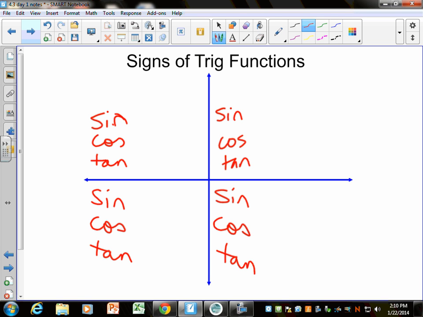Because sine, cosine, and tangent now connect to x and y coordinates, all you have to do is think about what the x and y coordinates are in each quadrant. So in quadrant 1, do you agree if you had an ordered pair, the x is always positive and the y is always positive?